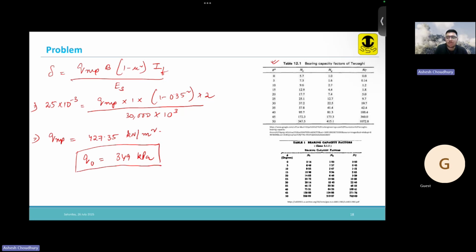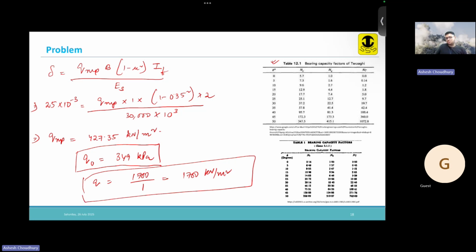Now next I have to find the Q. What should be my improved capacity? What should be my improved pressure? When I reinforce the soil, how much pressure it should take, that I have to find out. So that is 1700 by 1, the width of the footing, should be 1700 kPa. Okay, it should be. But this is my Q naught and this is my Q. But this should be my improved value, right? So that's why I'm taking this Q. Minimum this should be there.